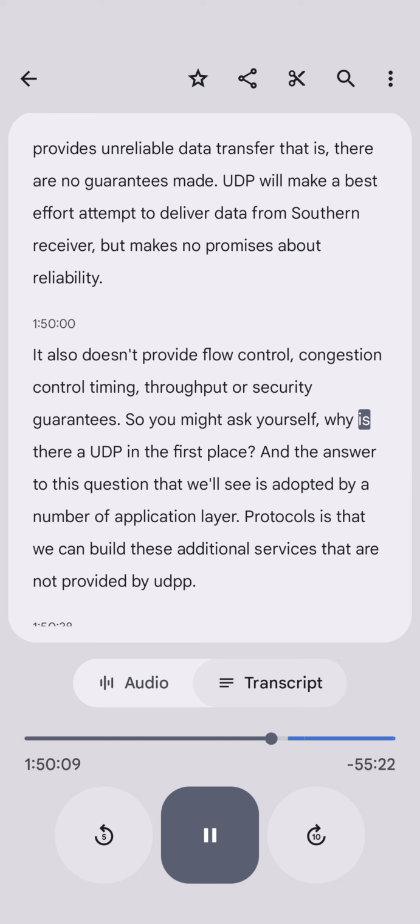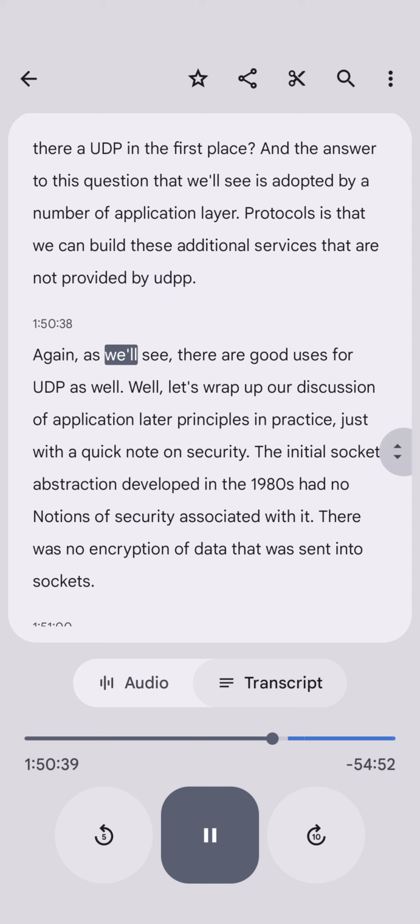So you might ask yourself, why is there a UDP in the first place? And the answer to this question that we'll see is adopted by a number of application layer protocols is that we can build these additional services that are not provided by UDP on top of UDP in the application layer. And here you see the underlying transport services used by popular internet application layer protocols. I think it's fair to say that TCP is by far the most widely used transport service, although, again, as we'll see, there are good uses for UDP as well.